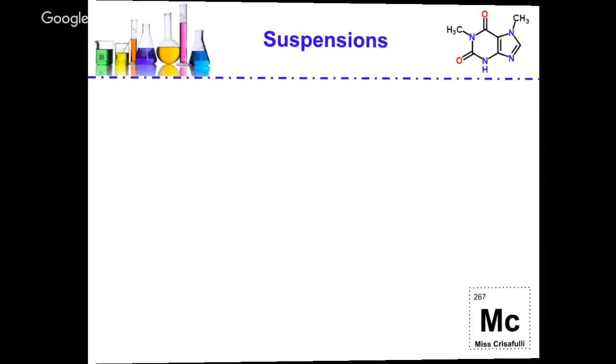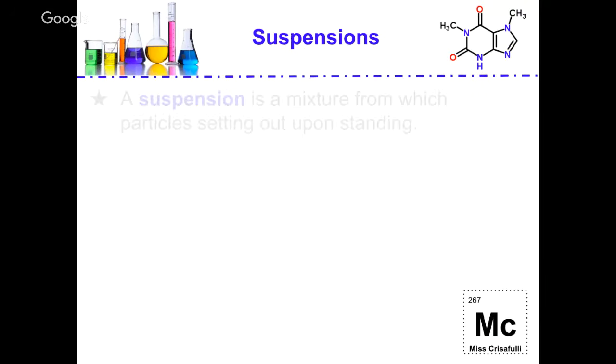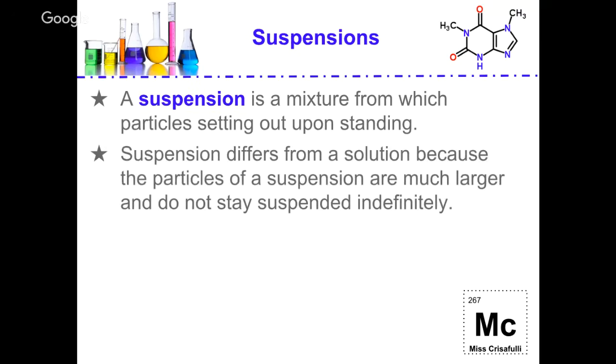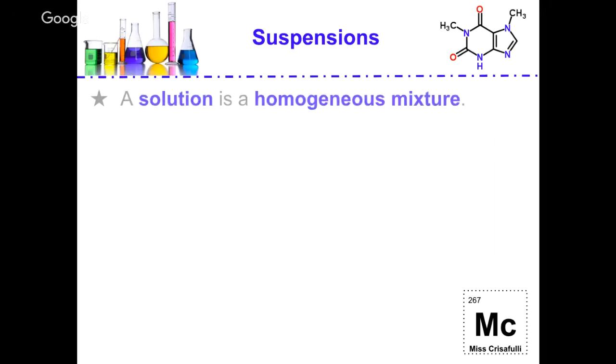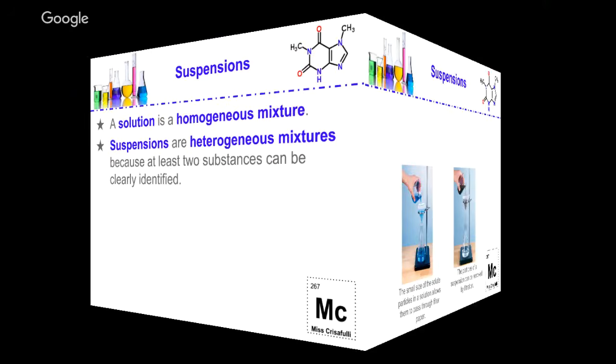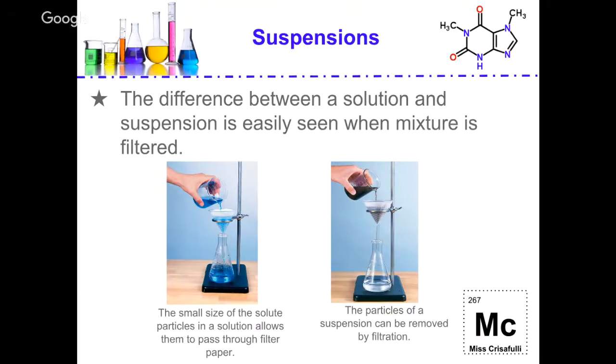So let's first start talking about suspensions. A suspension is a mixture from which particles settle out upon standing. A suspension differs from a solution because the particles of a suspension are much larger and do not stay suspended indefinitely. A solution is a homogeneous mixture. Suspensions are heterogeneous mixtures, but at least two substances can be clearly identified. The difference between a solution and suspension is easily seen when the mixture is filtered.